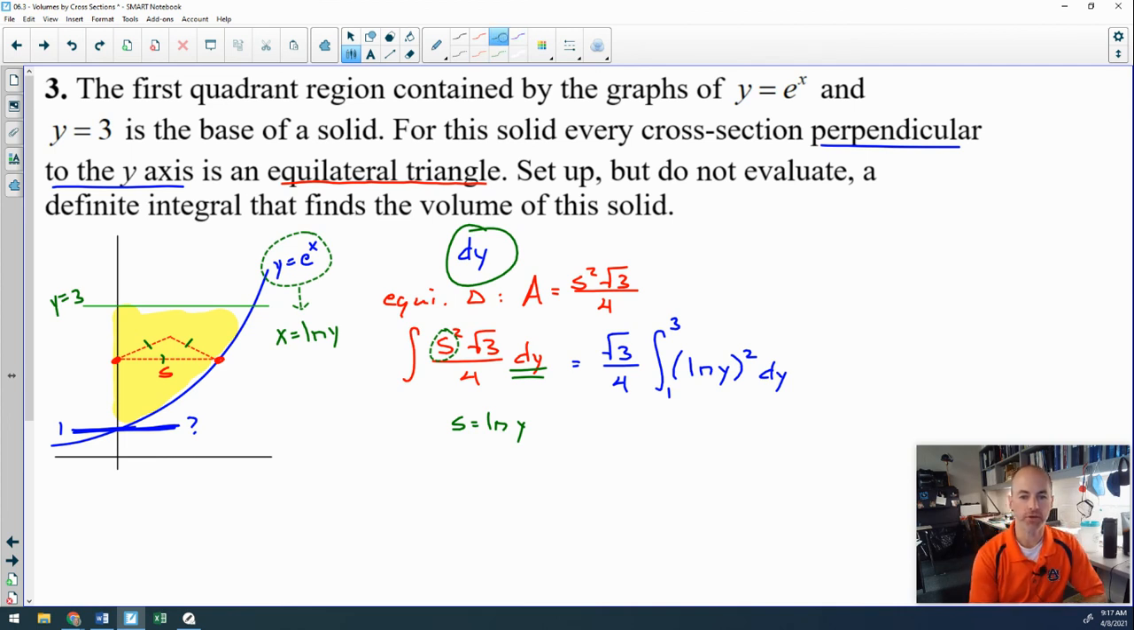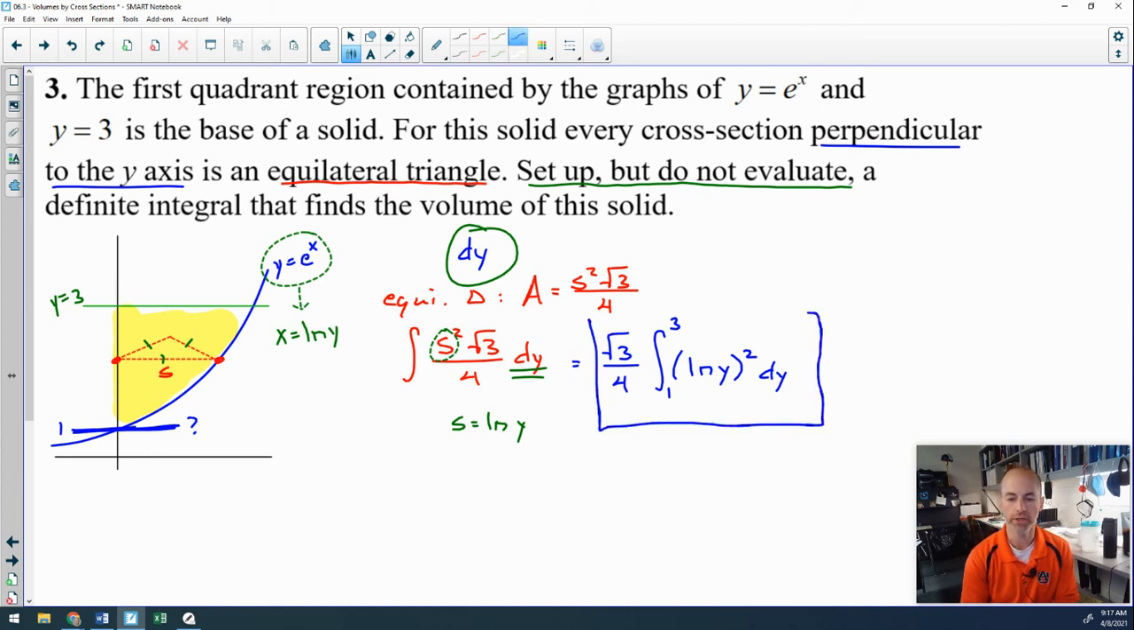If you look at the instructions on this problem, it says set up, but do not evaluate. The reason we're not evaluating that is because the antiderivative of natural log y, natural log y squared, is quite cumbersome and tricky. So we're just going to look at this one and admire its beauty. And there is your integral that would give this volume.